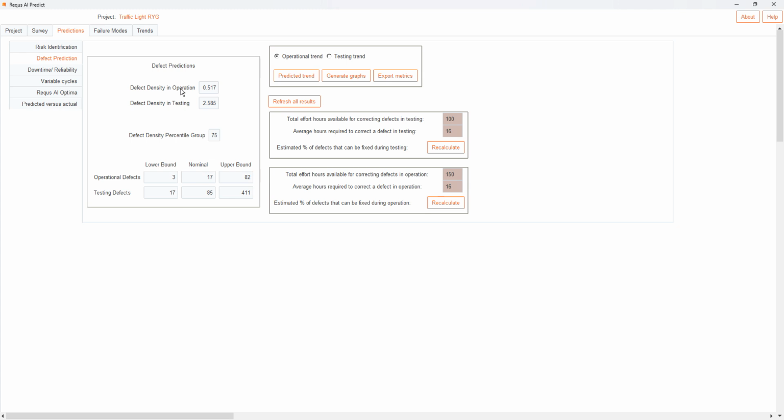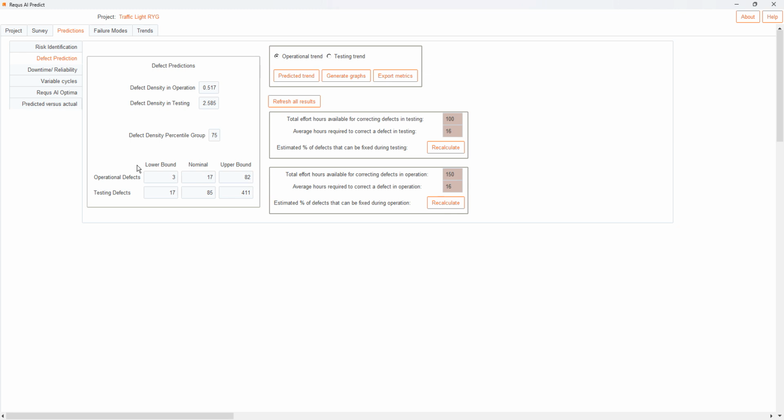You could think of the operational defect density as the defect density for the escapes, while the testing defect density is the density of the defects that are predicted to be found before operation and deployment. The defect densities are multiplied by effective size to get the operational defects in both testing and operation. There is a lower, a nominal, and an upper bound. This is a prediction. That's why we have the bounds.